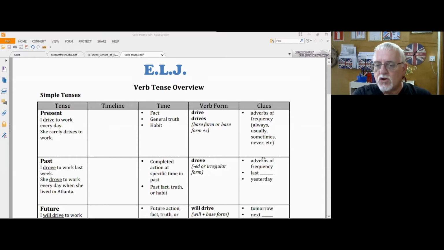So the trigger words or clues for the simple past: last year, last month, last May, yesterday, the day before yesterday, 2 days ago. All of these are trigger words that help to tell you that that is in the simple past, okay?